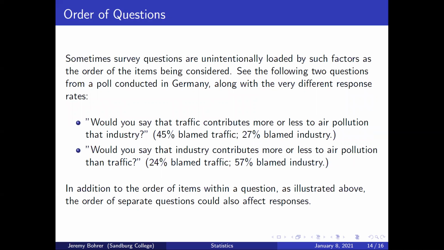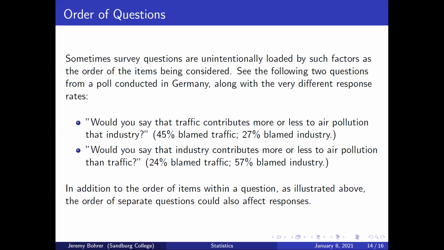Order of questions. Sometimes survey questions are unintentionally loaded by such factors as the order of items being considered. See the following two questions from a poll conducted in Germany, along with the very different response rates. Would you say that traffic contributes more or less to air pollution than industry? 45% blamed traffic and 27% blamed industry.